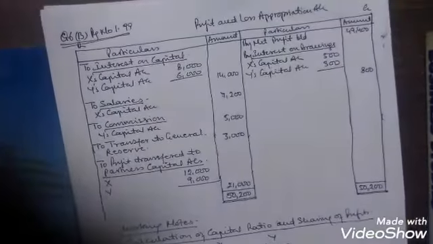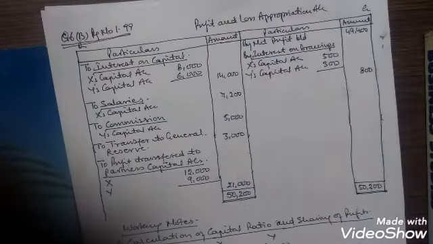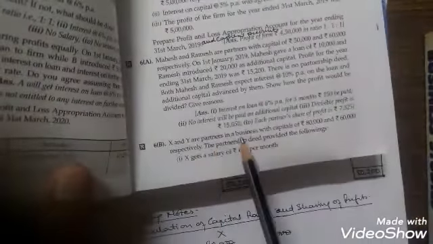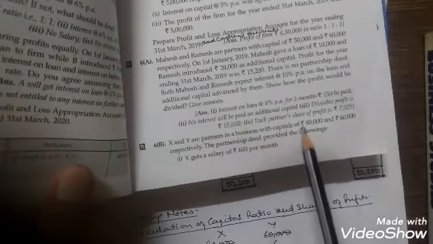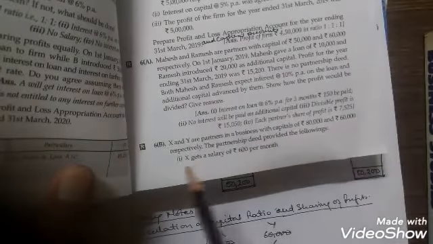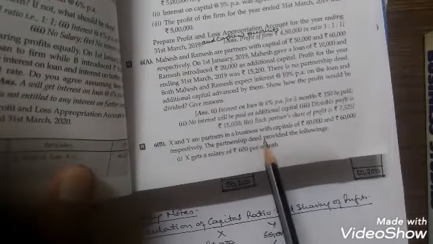Now see question number 6b. X and Y are partners in a business with capital of 80,000 and 60,000 respectively. The partnership deed provided the following.